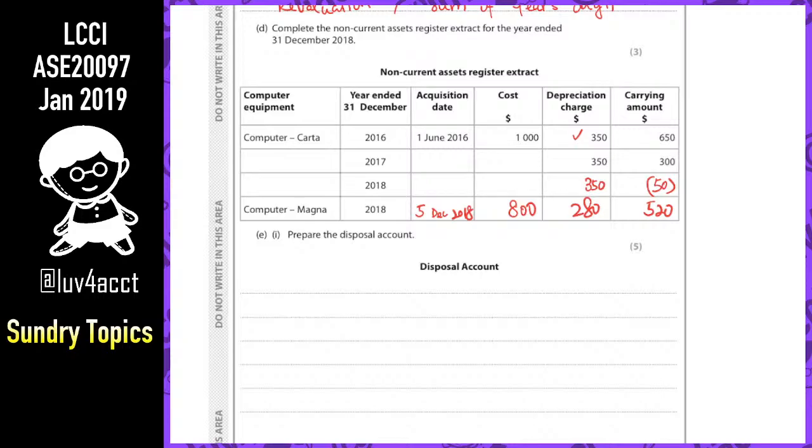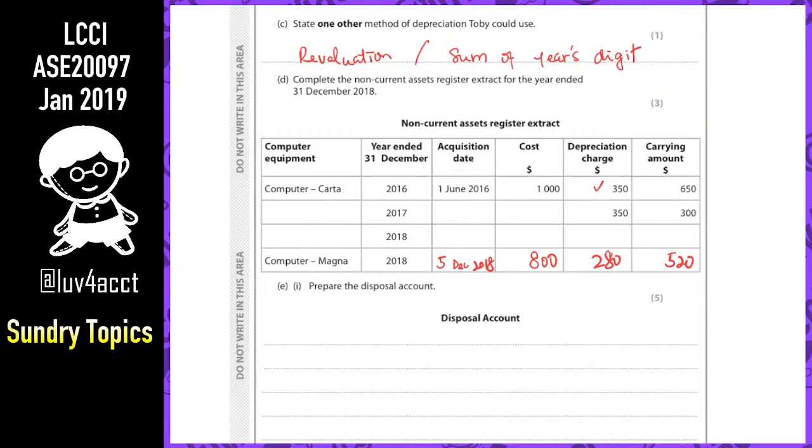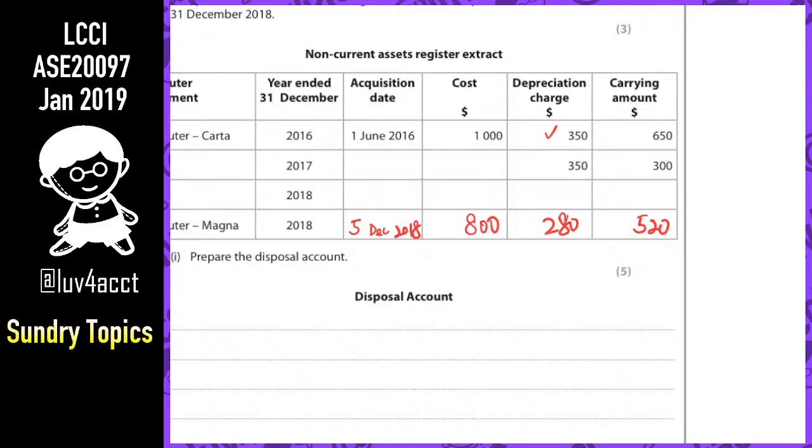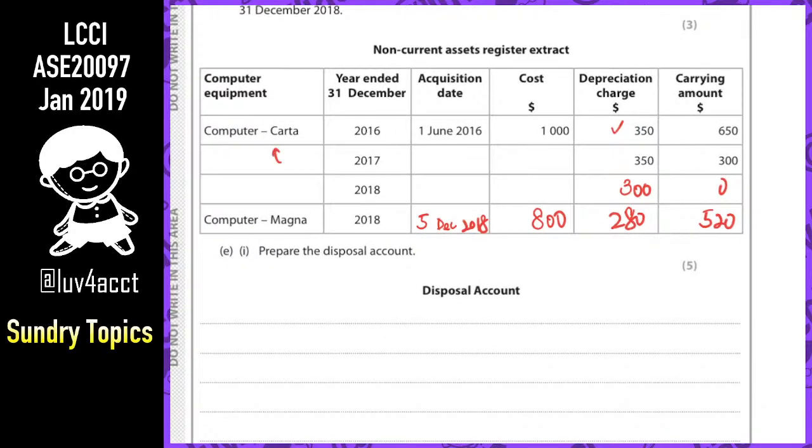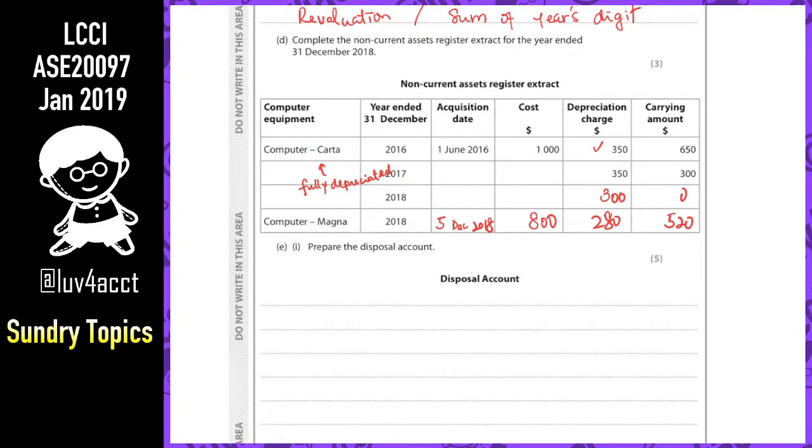So what you need to do is, yes, every year it is 35%, but we won't depreciate over its cost. If the remaining amount is 300, then we will depreciate by 300, giving a carrying amount of 0 at the end of the 3rd year. We call this computer Kata fully depreciated. So we finished this part. This is 3 marks.